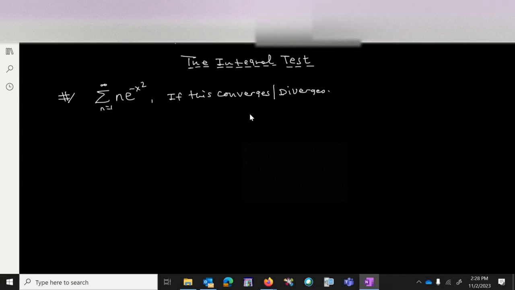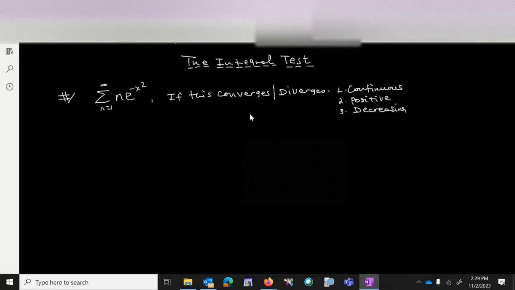When we use the integral test, we need to start by considering three important things. First of all, we have to check if this series is continuous. The second one is if this is positive. And the third one is if this is a decreasing series. If these three criteria are met, we can go ahead and check using the integral test.